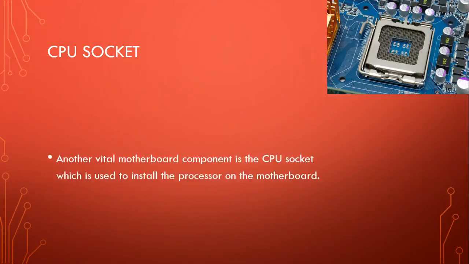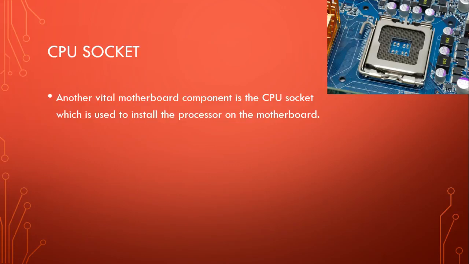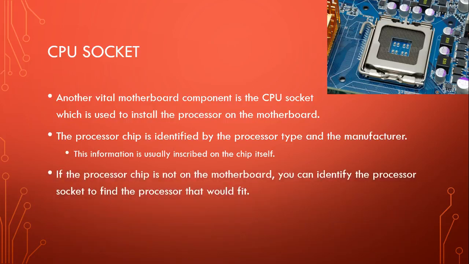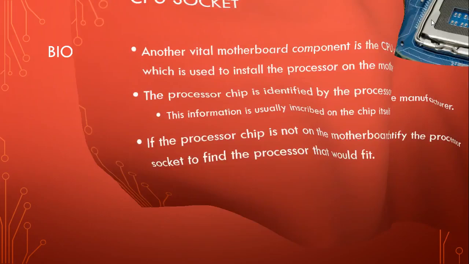All right, the CPU socket. Another vital component is the CPU socket, which is used to install the processor on the motherboard. The processor chip is identified by the processor type and the manufacturer. This information is usually inscribed on the chip itself. If the processor chip is not on the motherboard, you can identify the processor socket to find the processor that would fit in there. And again, this is another thing that when we talk about the CPU, we'll look at with a little bit more detail.